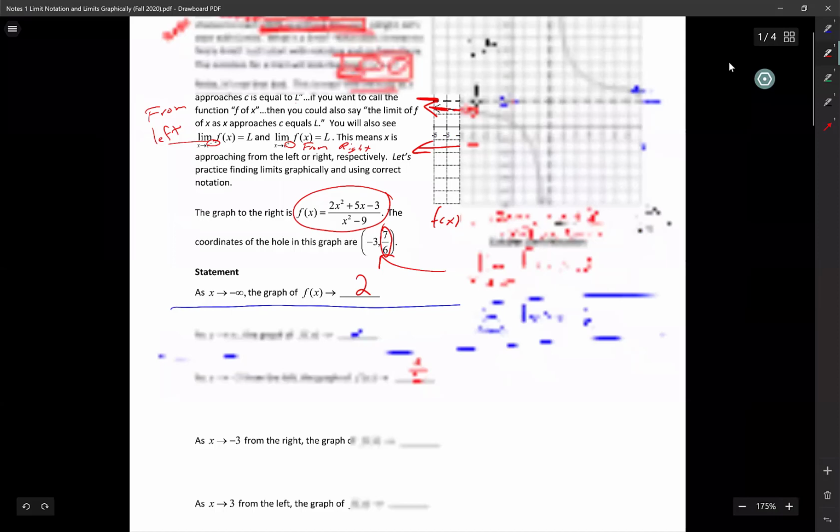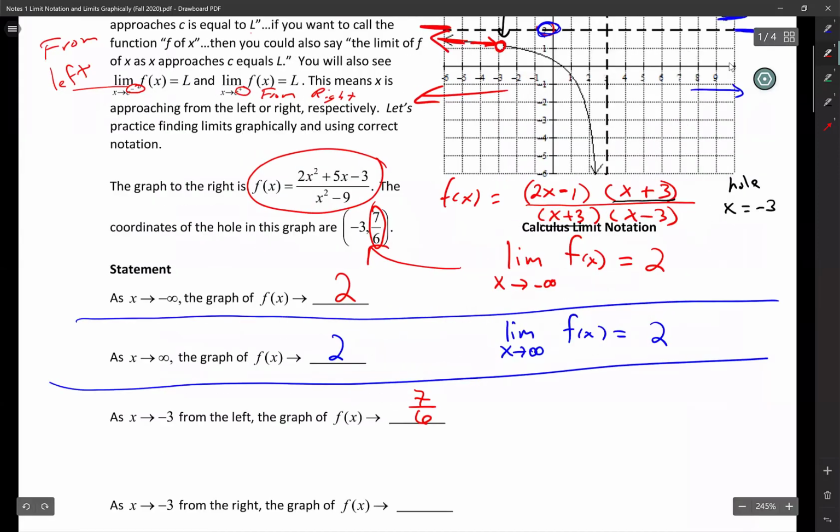Okay, how do I write it with limit notation? Limit as x approaches -3 of this function equals 7.6.